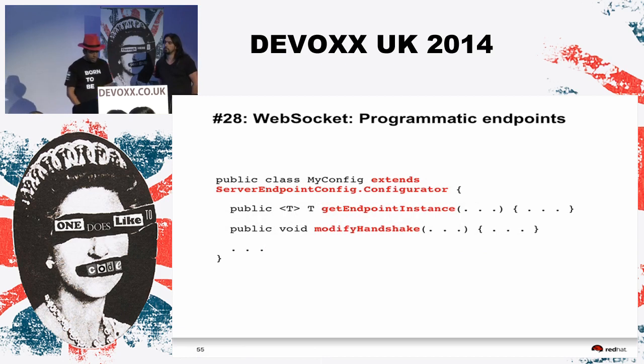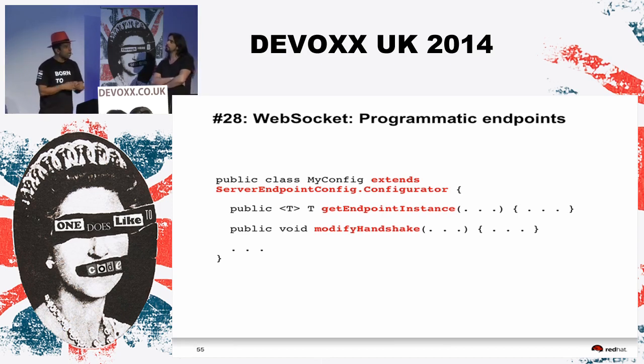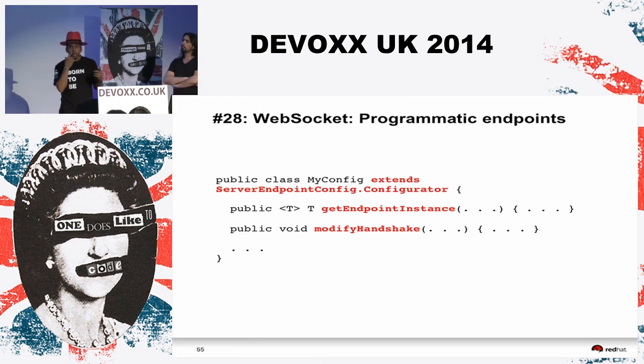My config, in that sense, is extending your server endpoint configurator. Here you can start modifying the handshake. You can even start specifying how many instances need to serve the client endpoint. By default in WebSocket, for each client, a new instance of the server endpoint is being created. If you want a single instance, you update the getEndpointInstance method, and it'll start returning a single instance of the endpoint, which is serving all the clients around the edge.